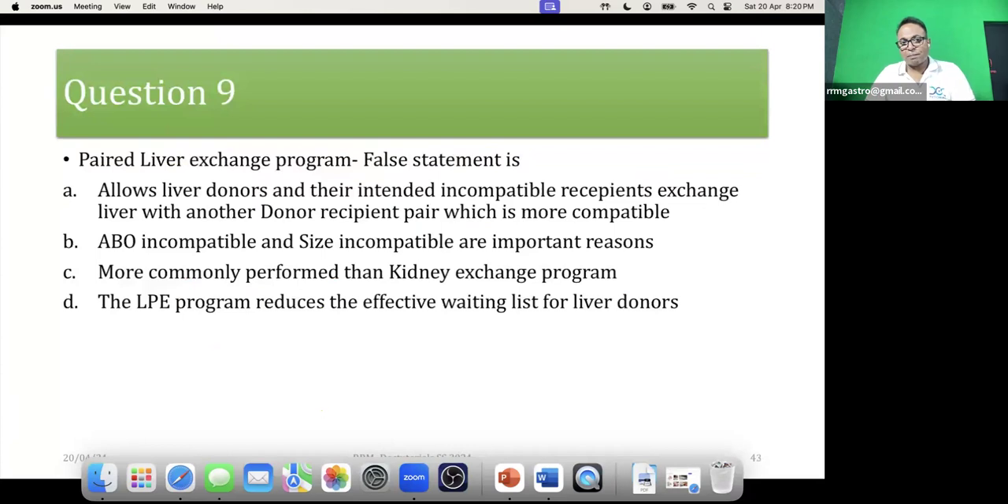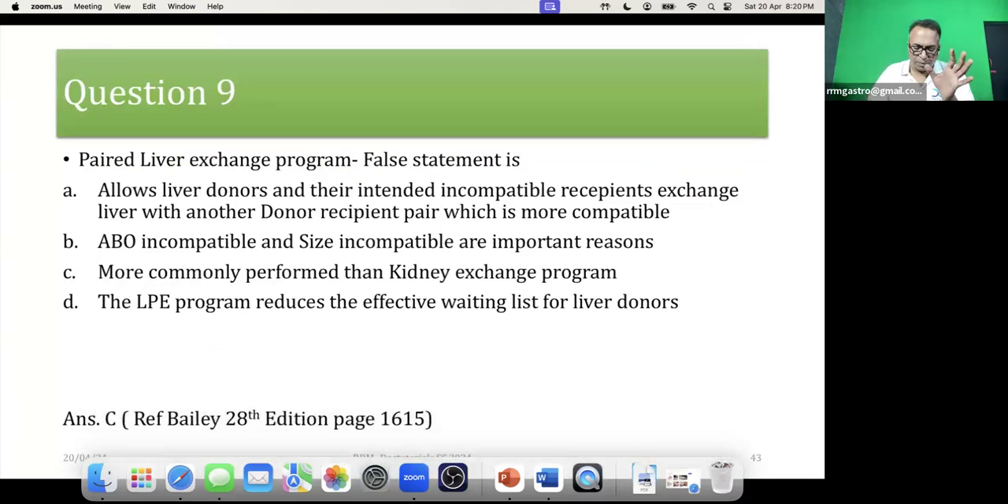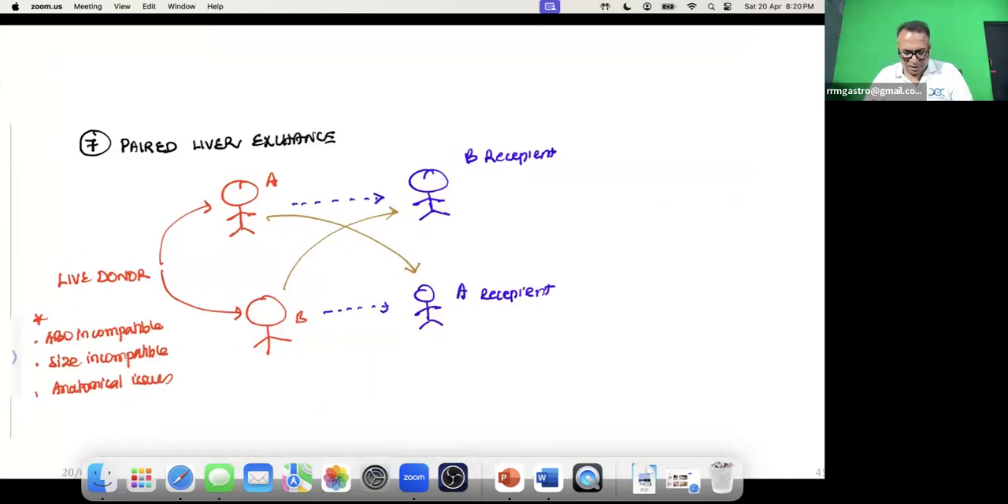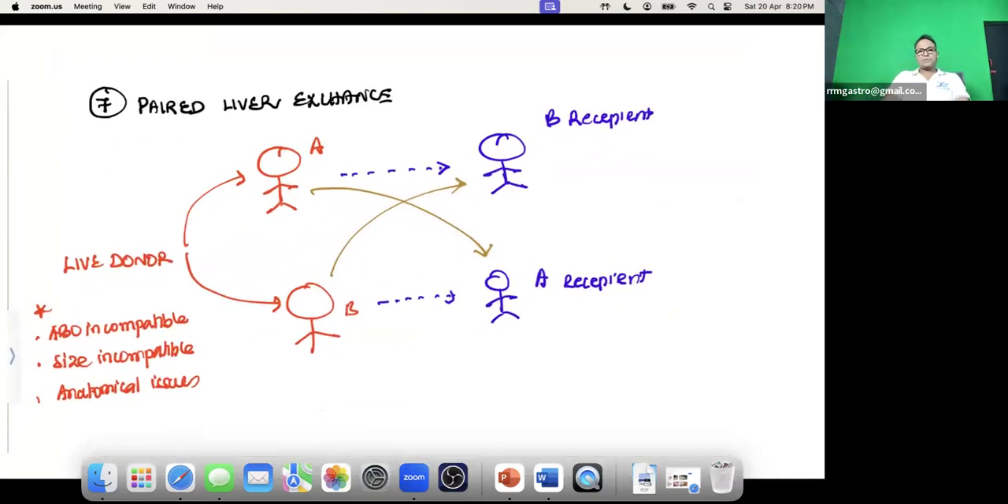The next concept is the paired exchange liver program. Paired liver exchange program, a very interesting concept. You can understand from this picture. Just this one picture will make you understand. So I am blood group A. I am going to donate my liver. This is myself.